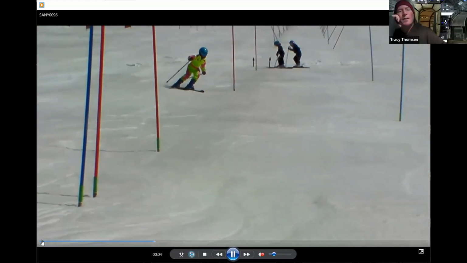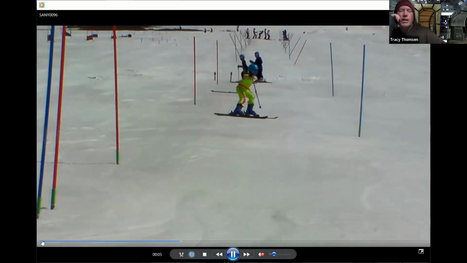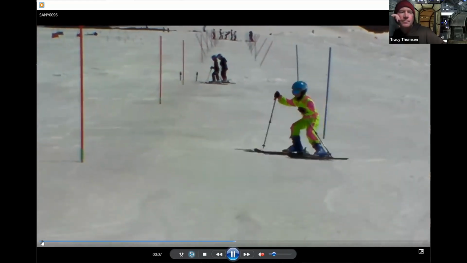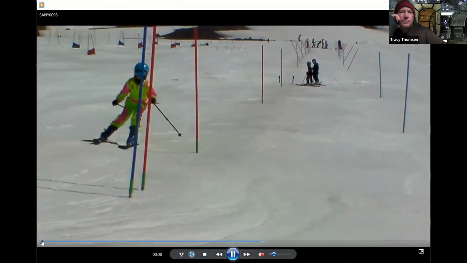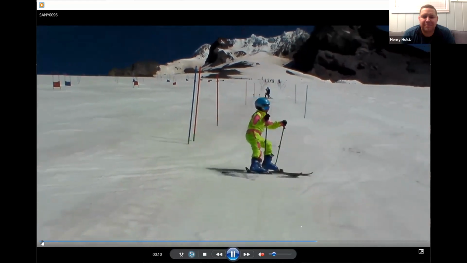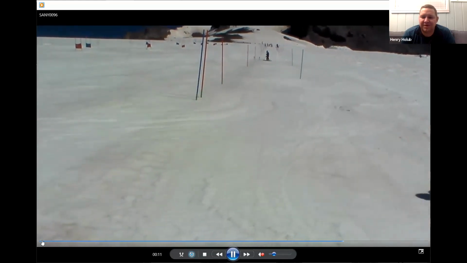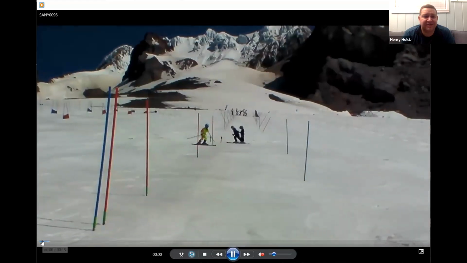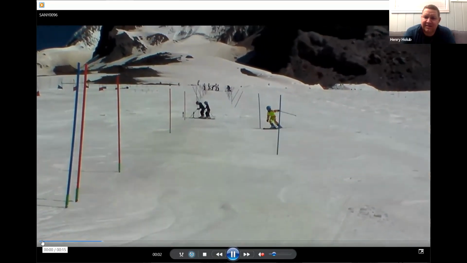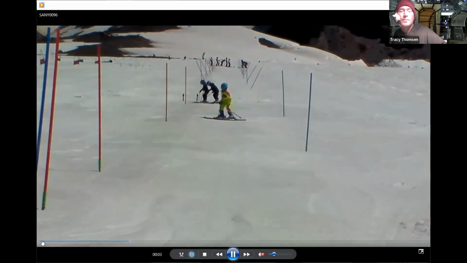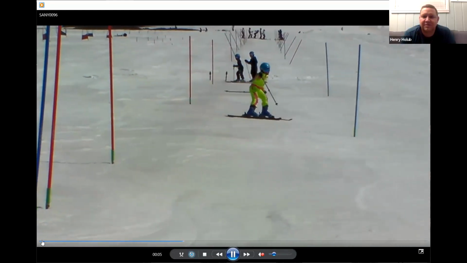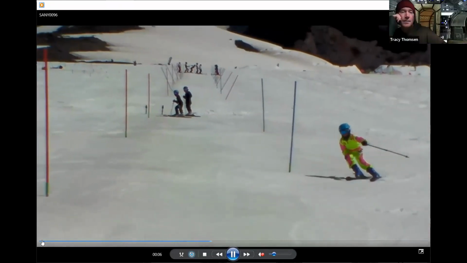Is there a specific fundamental you'd like to focus on at the edge change zone? I think I would like to focus on flex and extensions, the magnitude of pressure from ski to ski. Okay. And I think if I were to address this with a drill, I would start with garlands. Okay, good one.